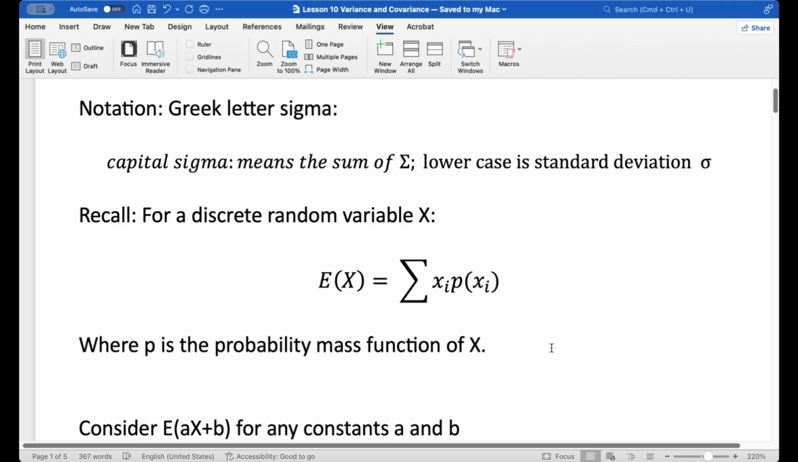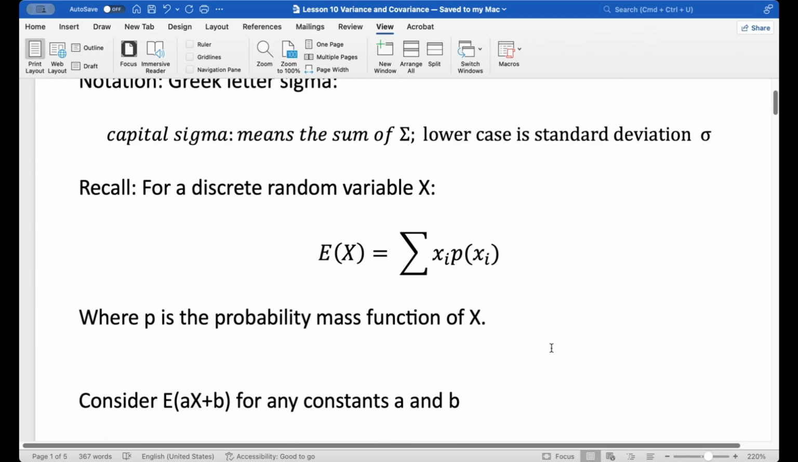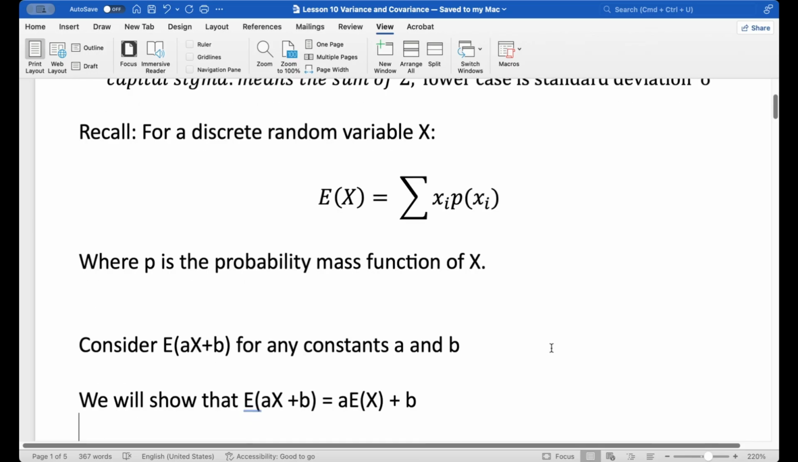In the last lesson, we mentioned the expected value of ax plus b. We're going to do this out a little bit more formally here. We're going to show that the expected value of ax plus b is equal to a times the expected value of x plus b, where a and b are constants.